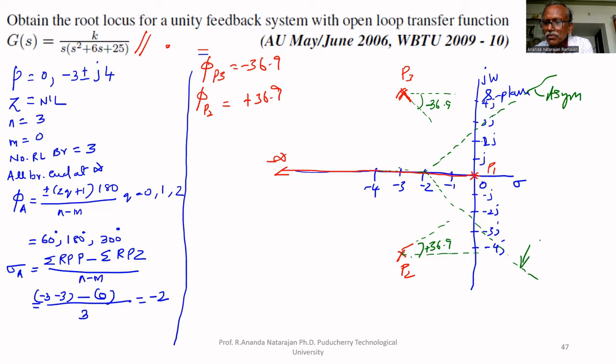Now it comes out, and where it intersects the j omega axis we have to find. Then we can draw the root locus. Already one branch is over. It starts at 0, ends at minus infinity. These two branches are coming out at minus 36.9 and plus 36.9. And where it intersects the j omega axis, that we have to find. For that, we have to form the Routh array.